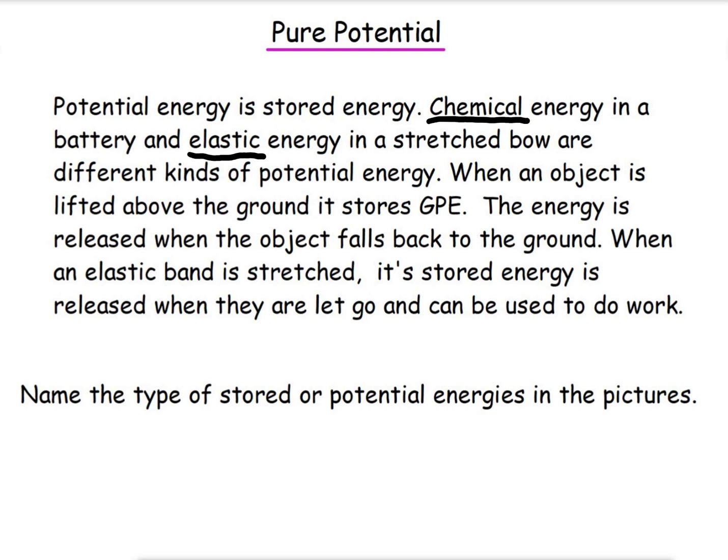The third type of potential energy is called GPE. GPE stands for gravitational potential energy. So whenever an object is lifted above the ground, it gains stored gravitational potential energy. When you then let go, the object will fall back towards the ground, and that energy that's been stored in there will be released. So as you can see there in your book, when an elastic band is stretched, its stored energy is released when it's let go, and that will then cause something to happen. So it can be used to do work.